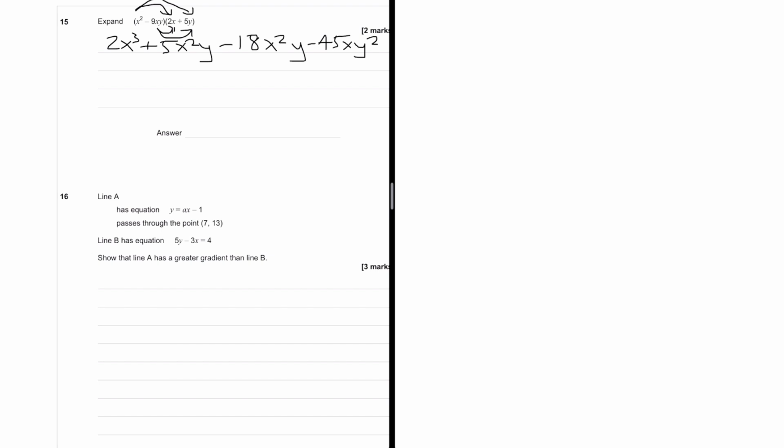So let's simplify. So we've got our 2x cubed, and then we can see we need to always compare like terms. Now, just be careful, we have two lots of x squared y terms, but this last term is xy squared, not x squared y, so we leave this by itself. So in that case, plus 5 minus 18 is minus 13x squared y, and then minus 45xy squared.